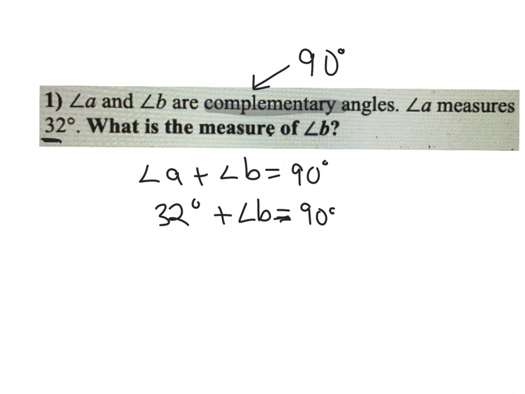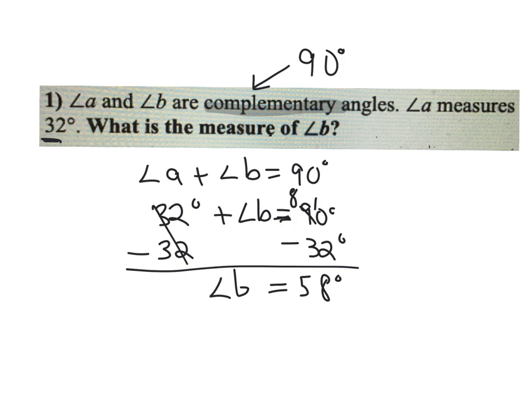The opposite of adding 32 is subtracting 32. And by carrying out our subtraction, we're going to get 58 degrees. Angle B is 58 degrees.